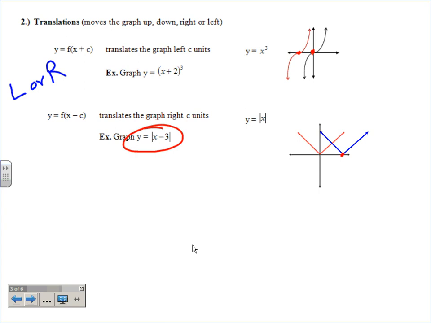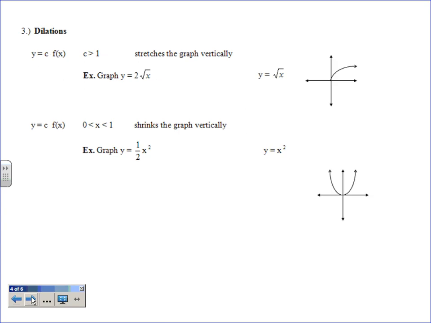So any questions so far? We had negatives that did reflections. We added and subtracted stuff that moved it up and down. Here we're kind of adding and subtracting stuff inside, which moves it right or left. Okay. A few more things that can happen. Those are called dilations.